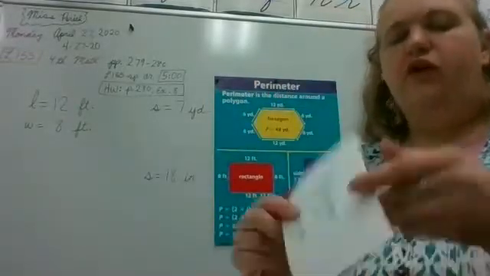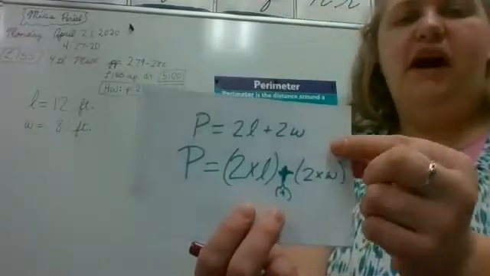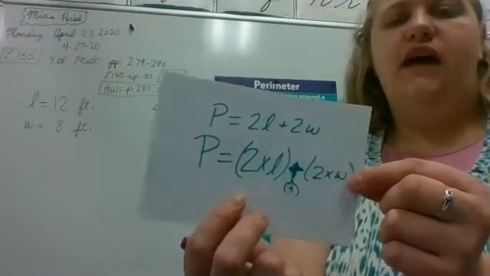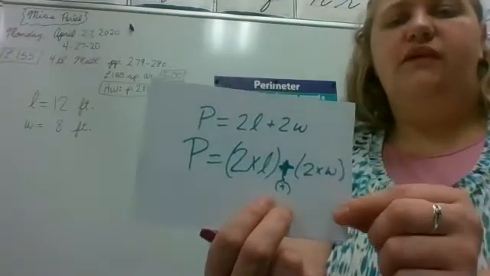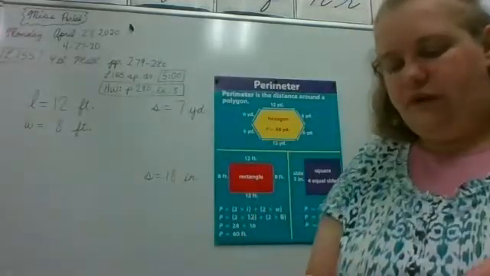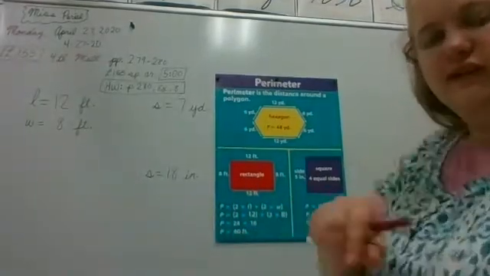Okay, perimeter of a rectangle is the bottom one. P equals 2 times L plus 2 times W. I messed up on this one a little bit, but there's that formula for you. It's also going to be on your pages, but just so you can see that.